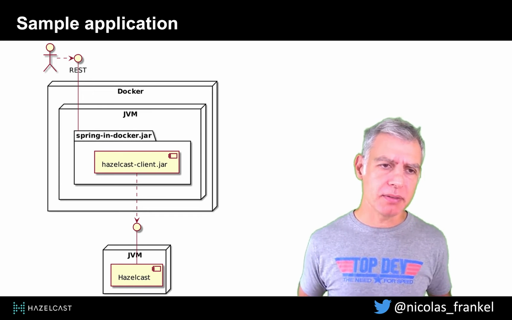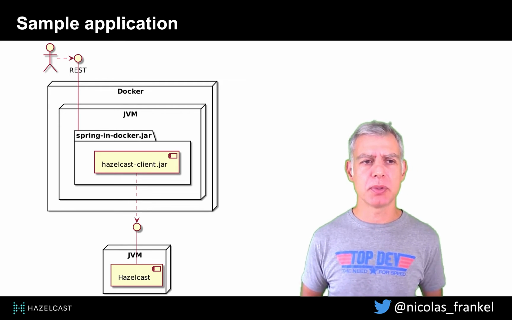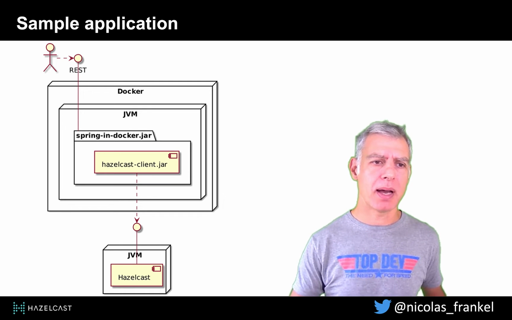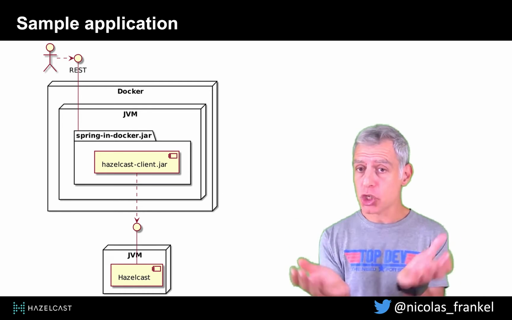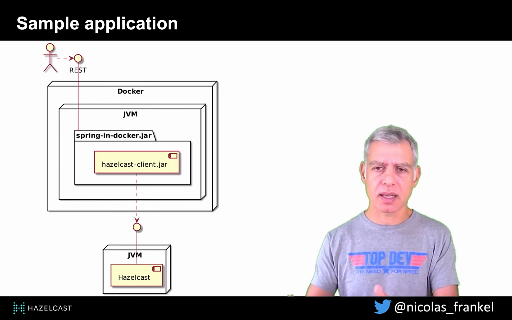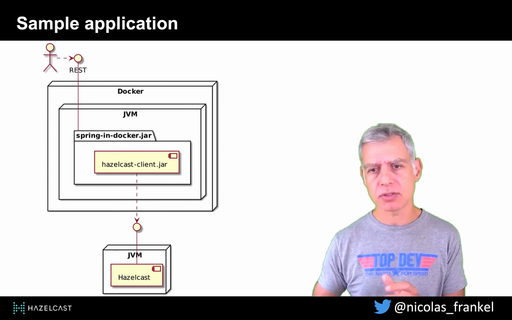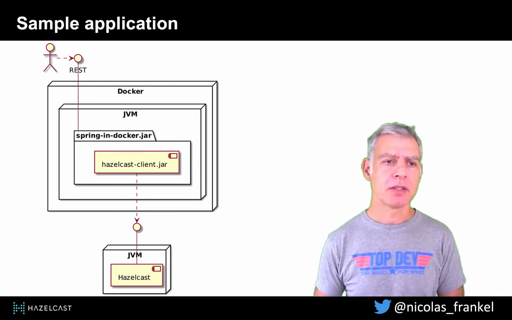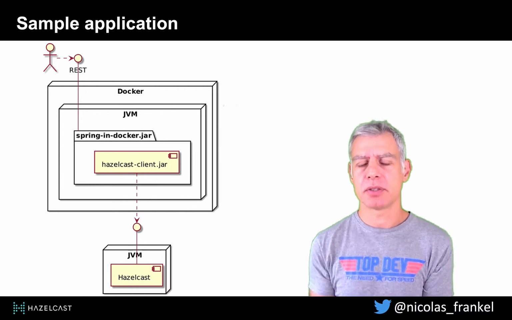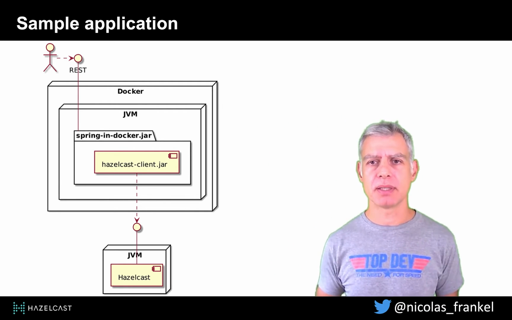In every step of this talk, I will try to show you a demo. I want to use this architecture. I have my application that will be using a library, in that case Hazelcast. Then I will be able to store and get values from Hazelcast running in a separate JVM, and this JVM will run inside the Docker image, and I will expose the port so I can interact with it through a REST endpoint.